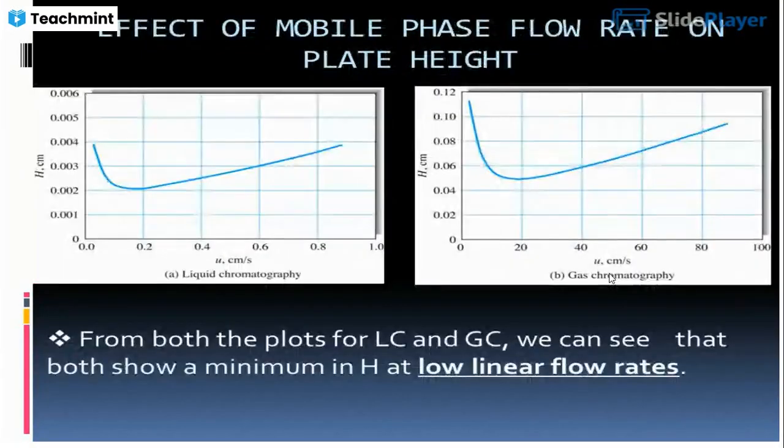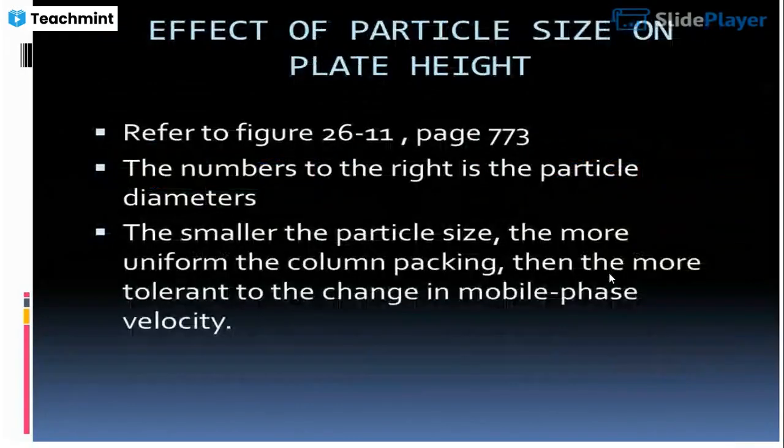Effect of mobile phase flow rate on plate height. From both the plots for LC and GC, we can see that both show a minimum in H at low linear flow rates.